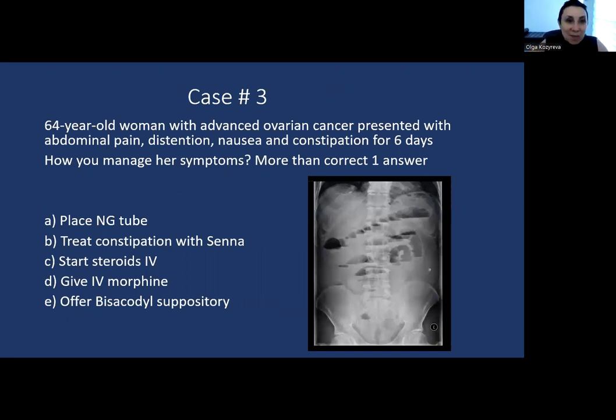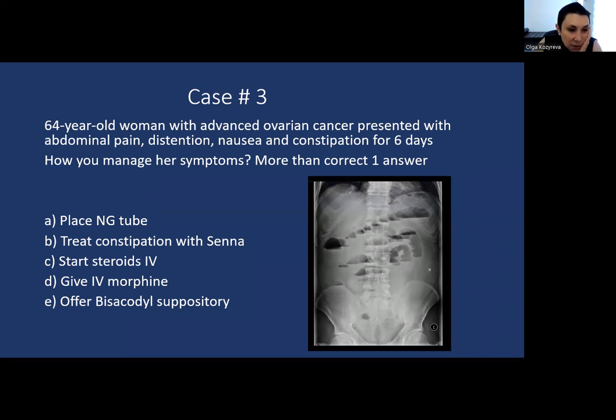So let's move to another case. A 64-year-old woman with advanced ovarian cancer presented with abdominal pain, distension, nausea, and constipation for 6 days. How do you manage her symptoms? And there is more than one correct answer. So this is her KUB. You can see fluid levels, and you can see that she has obstruction, right? Her bowel is distended.